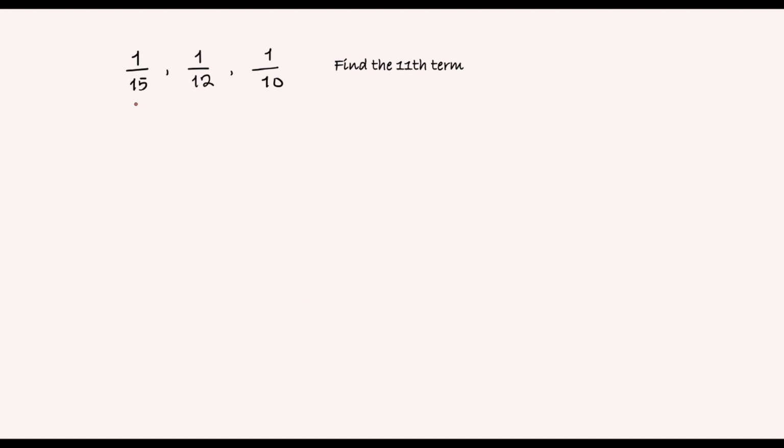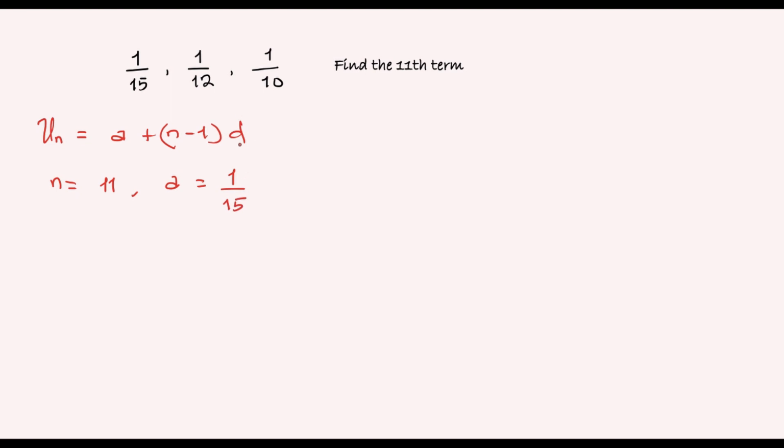For the next example, we're given this sequence 1 over 15, 1 over 12, 1 over 10, and we're told to find the 11th term of this sequence. So the first thing we need to do, don't forget our formula is Un equals a plus (n minus 1)d, is find each of the terms in this. So we have that our n is equal to, we're finding the 11th term, so our n is equal to 11. Now our a, which is our first term, is equal to 1 over 15, as we have it here.